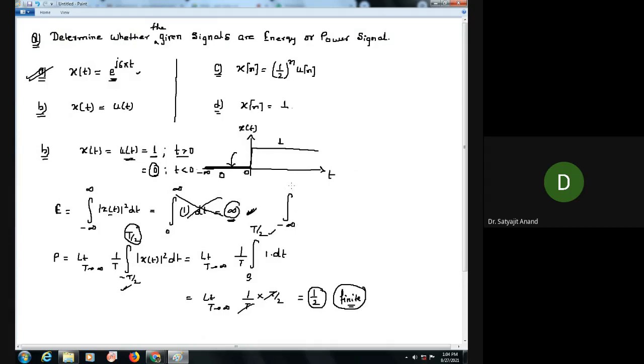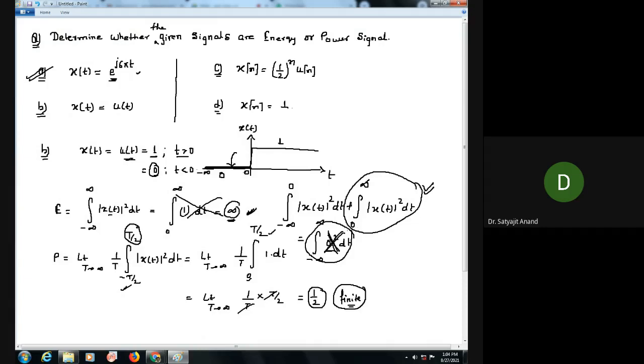You can break it: minus infinity to 0 of mod x(t) whole square dt, plus 0 to infinity of mod x(t) whole square dt. When you have this range minus infinity to 0, the amplitude is 0. So this gives you the integration of 0 whole square dt, which will be 0, no? So why should I waste our time here? That's why I simply ignored this, because this always gives you 0. 0 plus this gives you this value only. That's why I directly go for this function rather than minus infinity to plus infinity. Understand? Yes, sir. Okay.